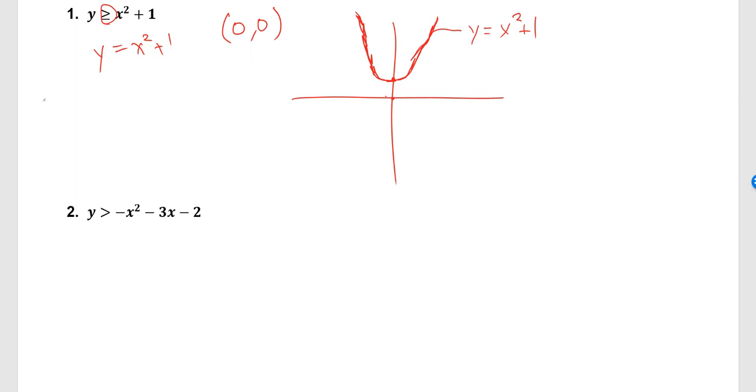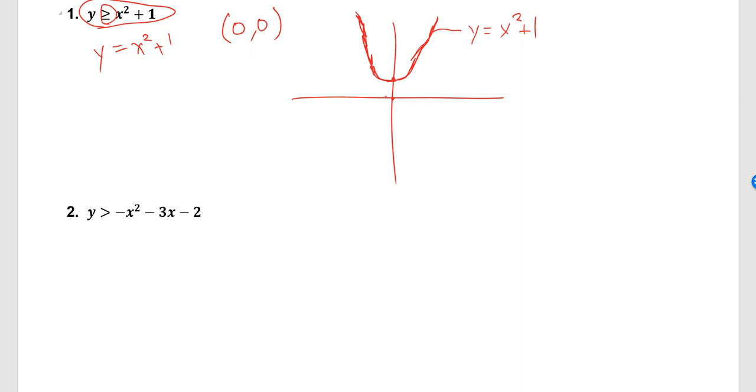So if the coordinates of the point at the origin fulfill this inequality, then the outer region will be the solution and we'll shade the outer region. If the origin does not fulfill this inequality, if we do not get a true mathematical result when we plug in the coordinates of the origin, then the outside of the curve is not the solution. The inside of the curve is the solution and we'll shade the inside region.